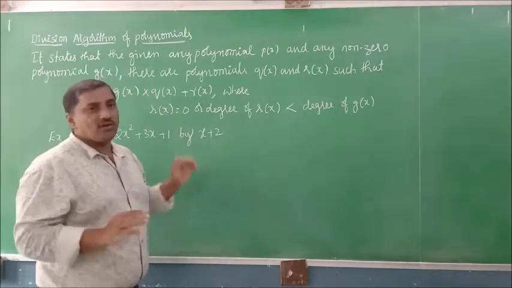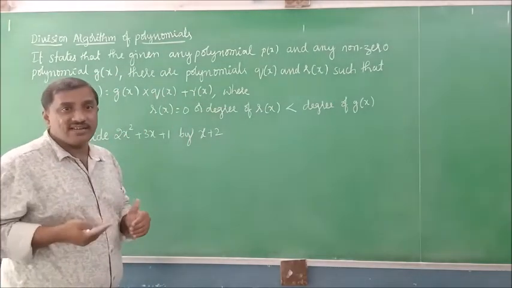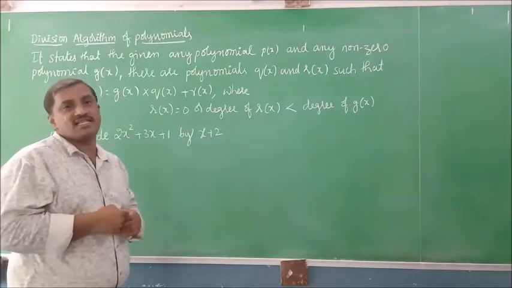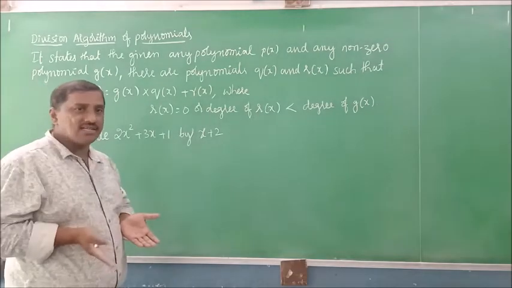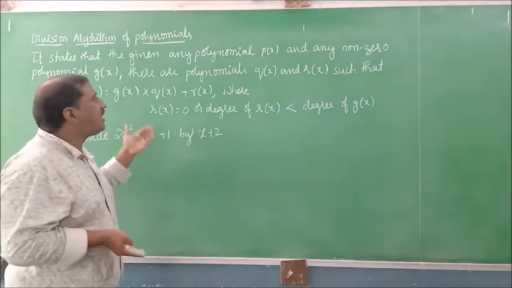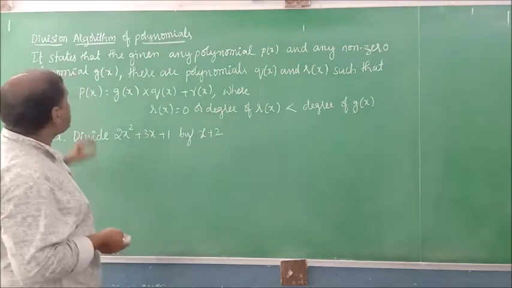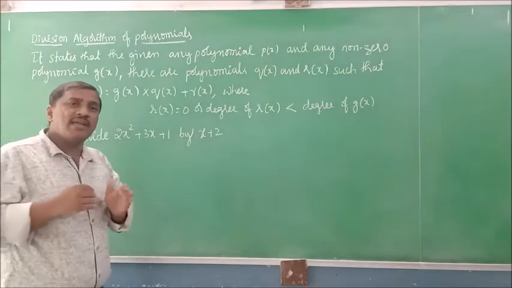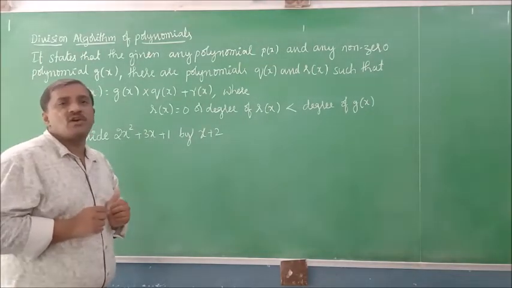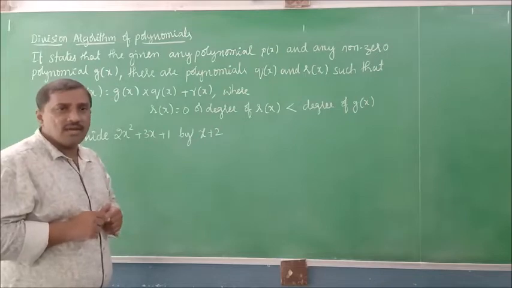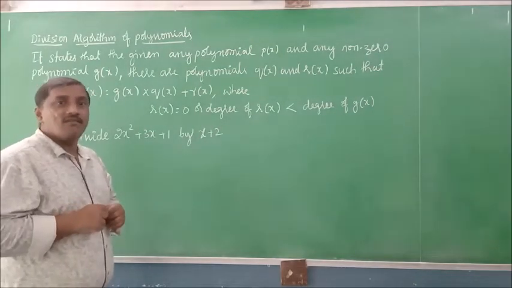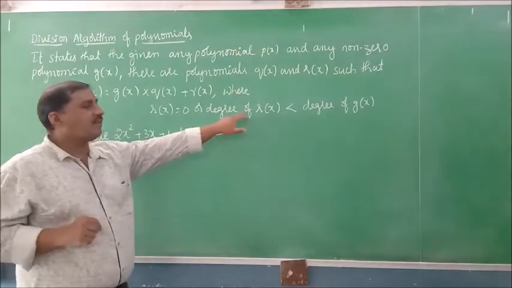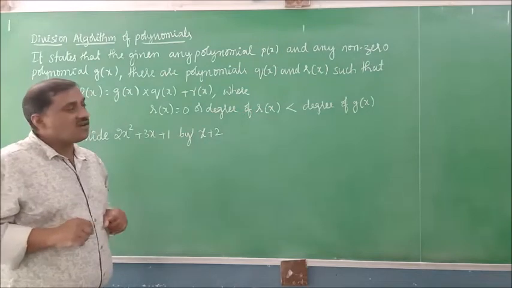If the remainder is 0, what do we call the divisors? We call the divisors factors. What are factors? The numbers which leave remainder 0 on division are known as factors. If we get remainder 0, we call the divisors factors. Now, in our own words: dividend polynomial equals divisor polynomial into quotient polynomial plus remainder polynomial, where the remainder polynomial is 0 or the degree of the remainder polynomial r of x is less than the degree of g of x.